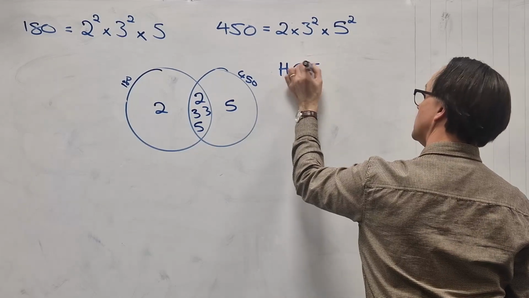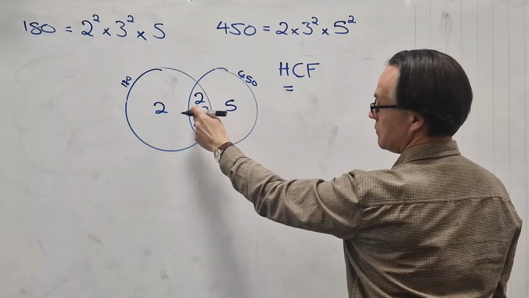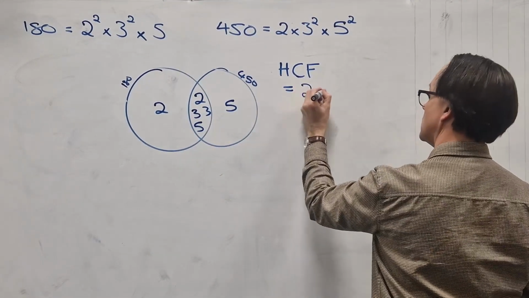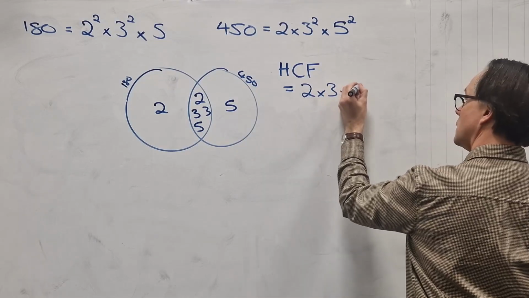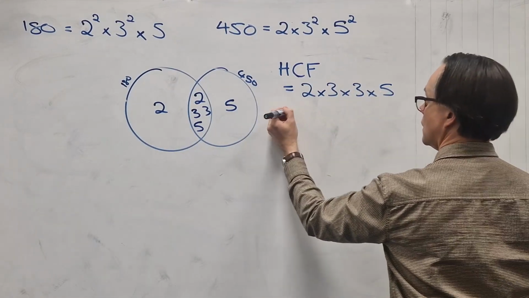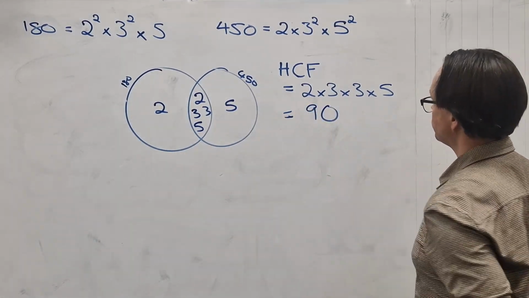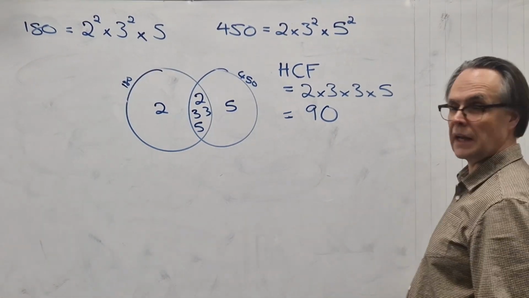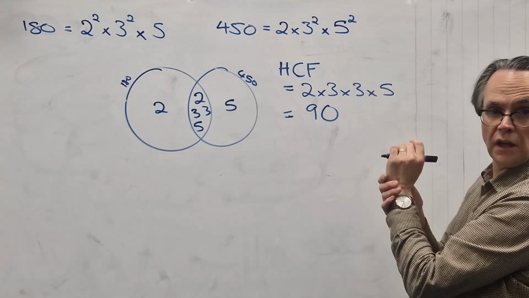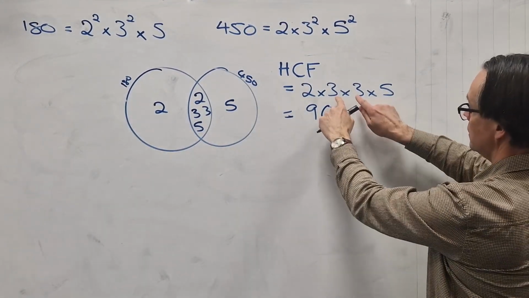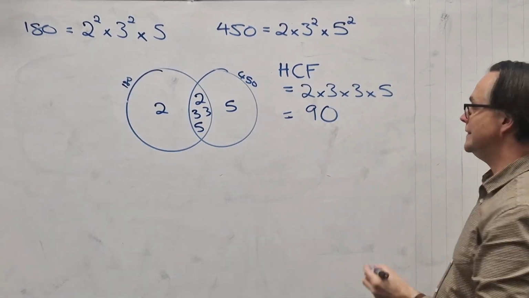So the highest common factor is 2 times 3 times 3 times 5, which is 90. You're doing it in your head. If this is a non-calculator paper, group the primes in a neat way when you're timesing them. So I'm going to go 9 times 10 is 90.